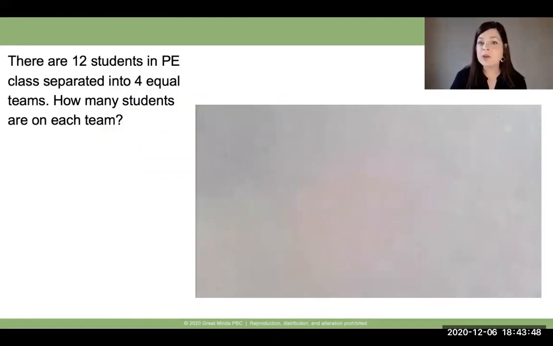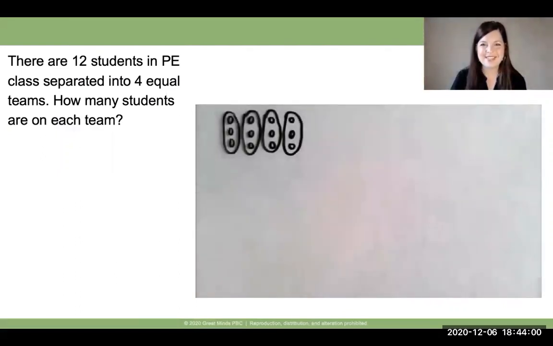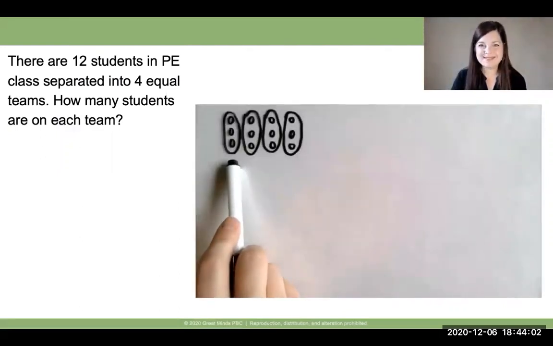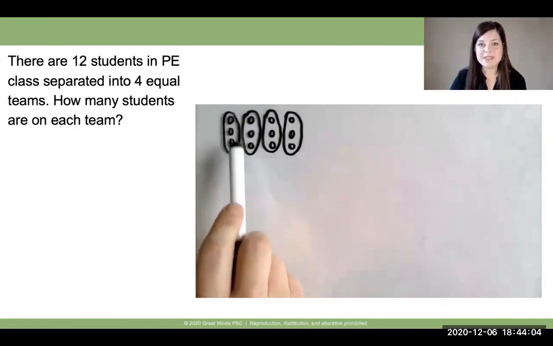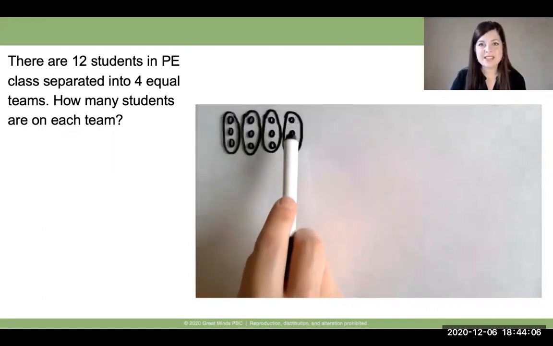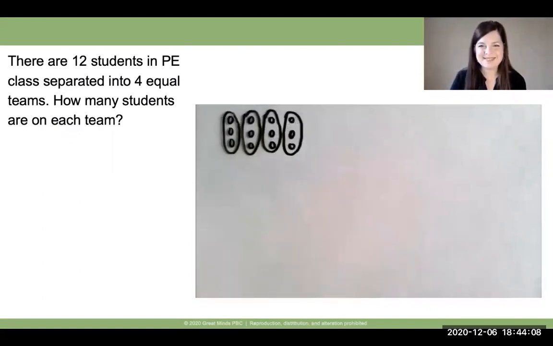Pause the video and draw an array to match the story. And let's make the columns the teams and circle the teams. Then come back and compare your array with mine. Does your array look similar to mine? I made the columns the teams, so I can see 4 teams.